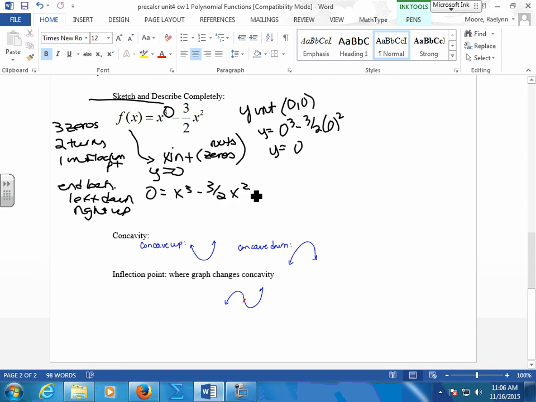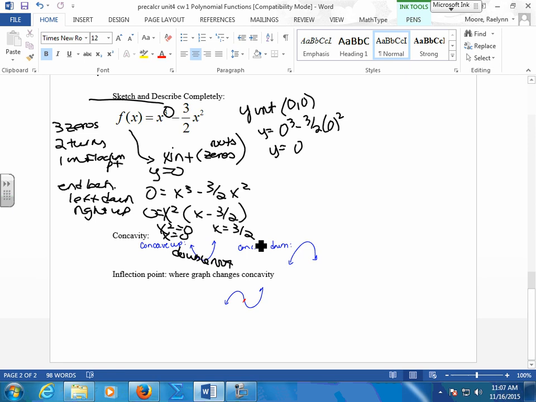So what can I factor out of here? X squared. What's left? X minus 3 halves. Okay, so I'm going to set these both to 0. Well, what do I notice here? What is it when I have an x squared equals 0? This is a double root. That means it's going to bounce off the x-axis and not go through it. And then this one I'm going to set to 0. This is 3 halves.